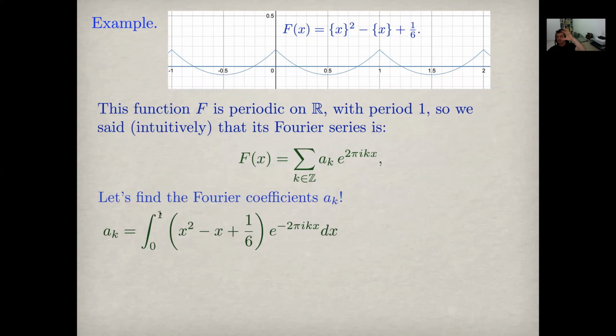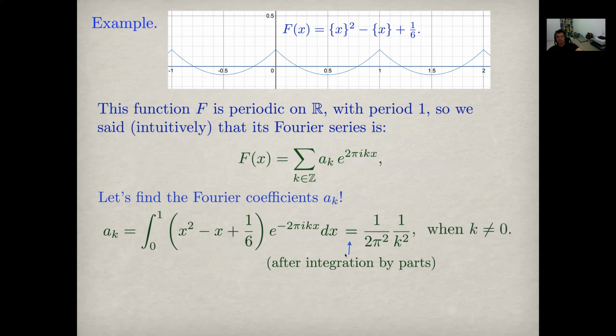in one dimension for us here. Between 0 and 1, it's exactly the same as this quadratic. So it's x squared minus x plus 1/6. And we integrate by multiplying by this exponential with the minus sign, always, for the Fourier coefficients. I'll save you the headache of integrating by parts, but after two integrations by parts, you get this formula. So a sub k is essentially 1/k squared up to this constant. This happens when k is not 0.